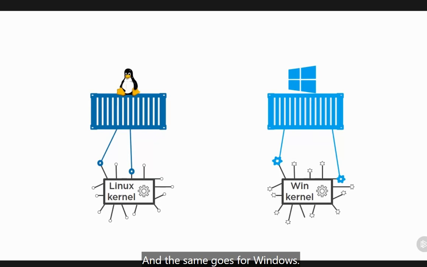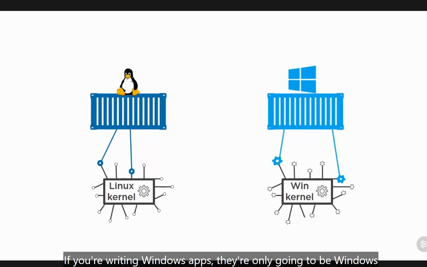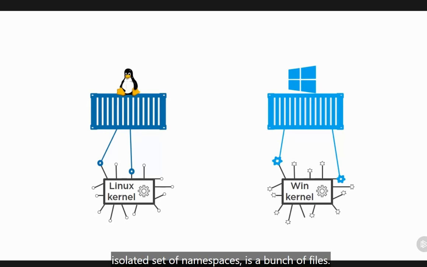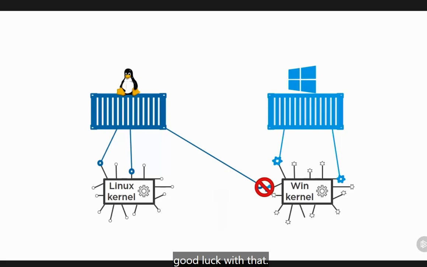And the same goes for Windows. If you're writing Windows apps, they're only going to be Windows containers on Windows Docker hosts. Because remember, all that's really in a container, so all that's in that isolated set of namespaces, is a bunch of files. Now, obviously, these include your application and dependencies, right? But the point is, there is no kernel inside. Every container on a host shares the host's kernel. So trying to run a Linux container, so one that needs a Linux kernel, over here on a Windows host? Yeah, good luck with that.